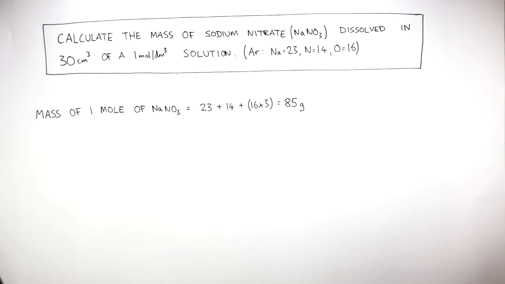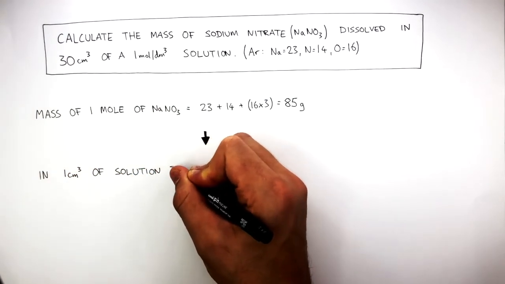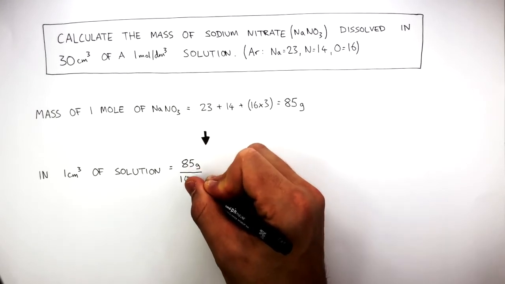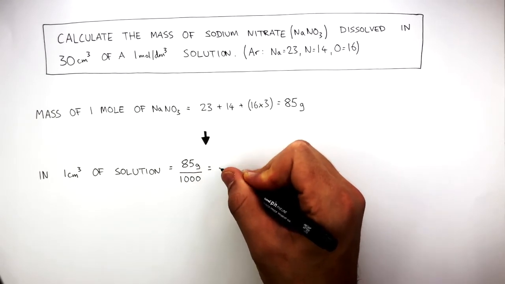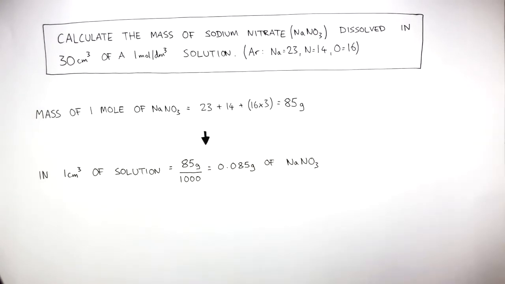Because the question is asking us to calculate the mass of sodium nitrate dissolved in 30 centimeters cubed, we now need to think, what is the mass of sodium nitrate in 1 centimeter cubed of solution? We do this by doing 85 grams divided by 1000, which equals 0.085 grams of sodium nitrate.